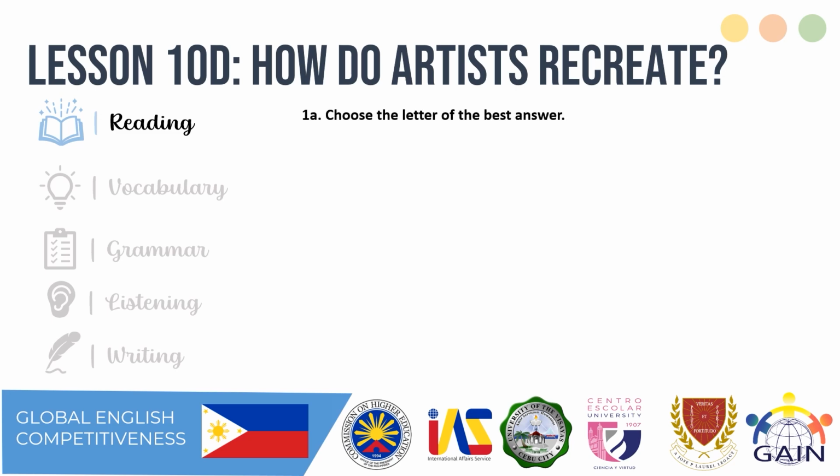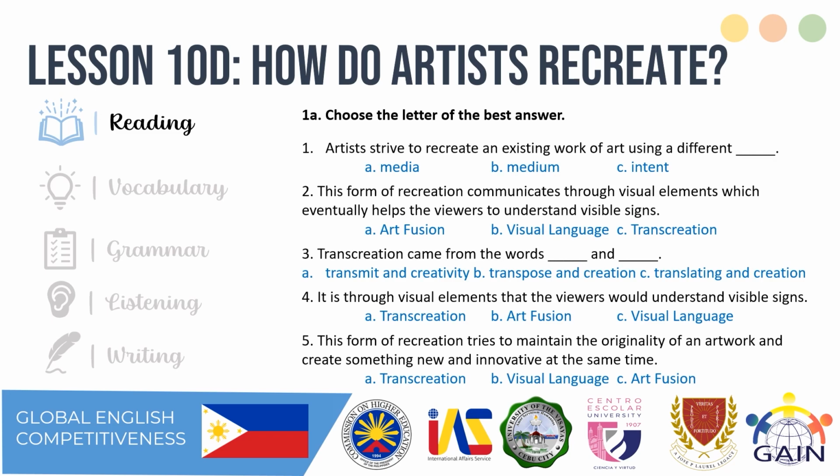Now let's put your comprehension skills to a test. All you have to do is to choose the letter of the best answer. For example, in number 1, artists strive to recreate an existing work of art using a different blank. Now, based on the reading material, the correct answer is medium. That is what artists use when recreating their artworks. Now pause the video and answer the rest of the items. Now here are the correct answers.